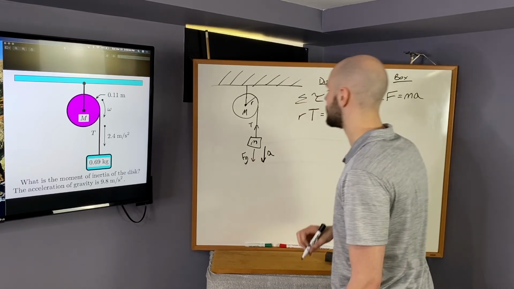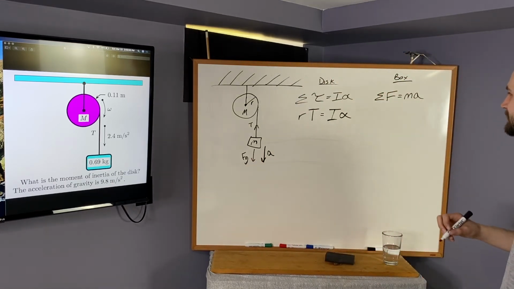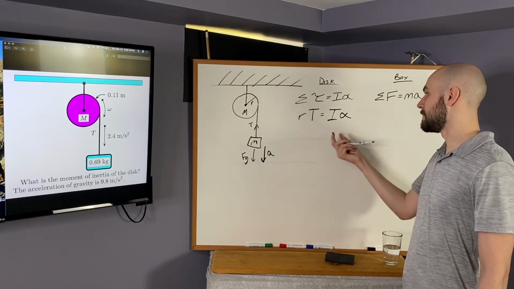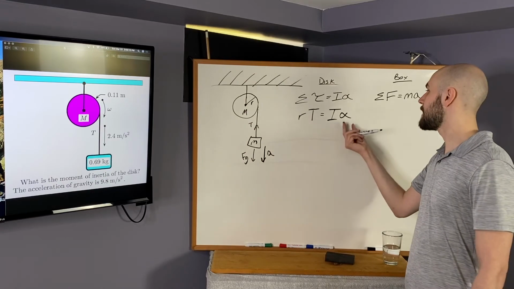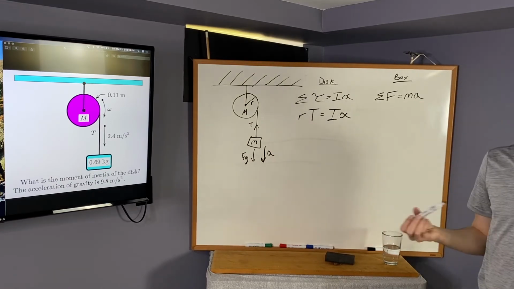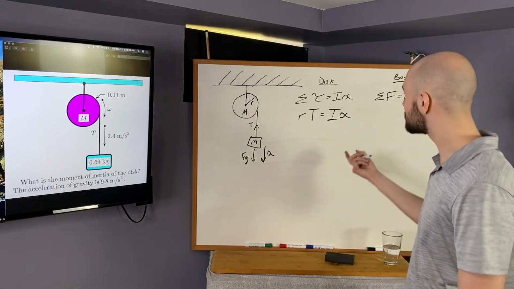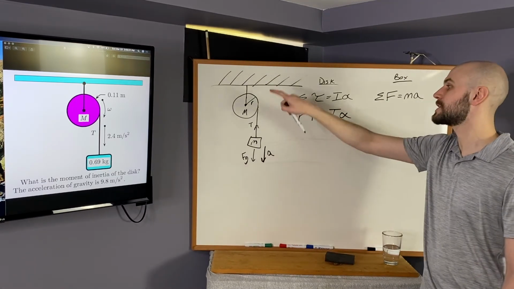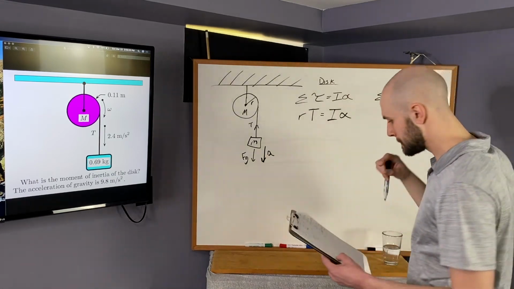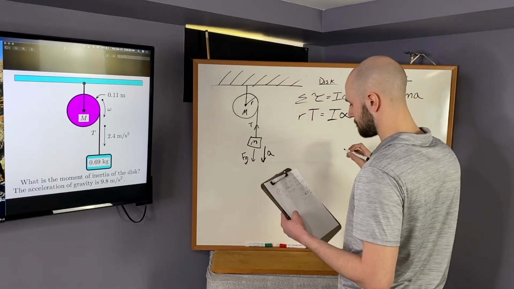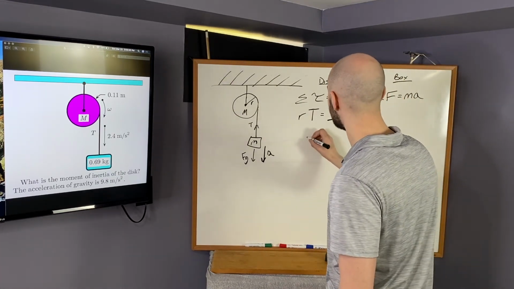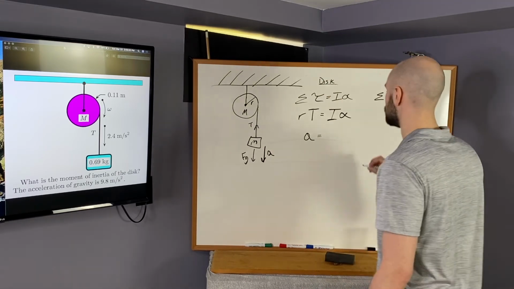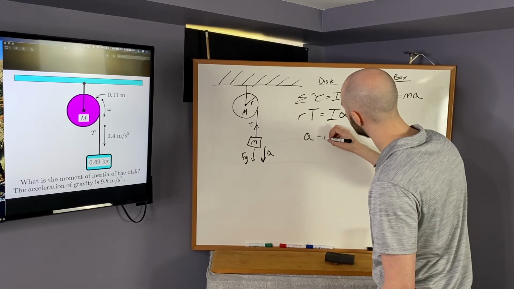I should have drawn my free body diagram earlier. Sorry. Okay. Now, we don't know the tension in the rope, and we don't know the angular acceleration, but we do know that there is an expression for angular acceleration that relates this linear acceleration to the actual rotational motion of the disk. We know that the tangential acceleration a is equal to R alpha.